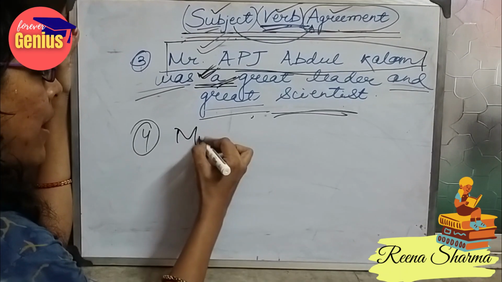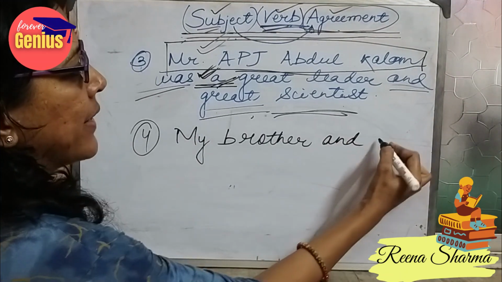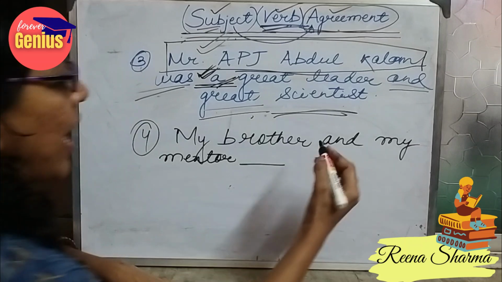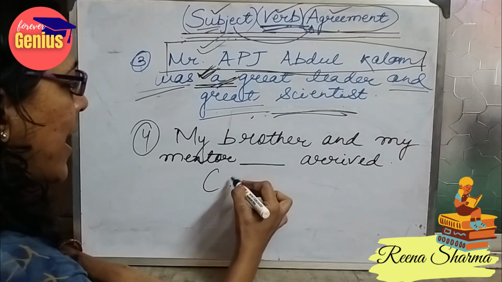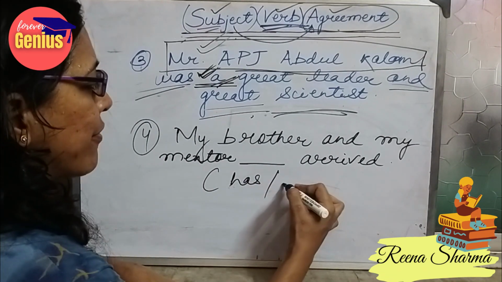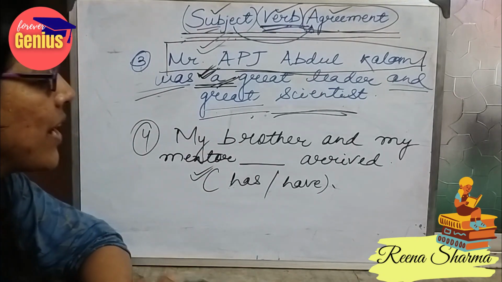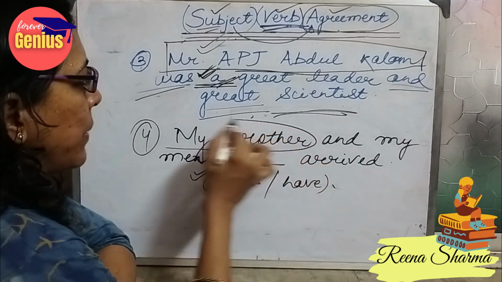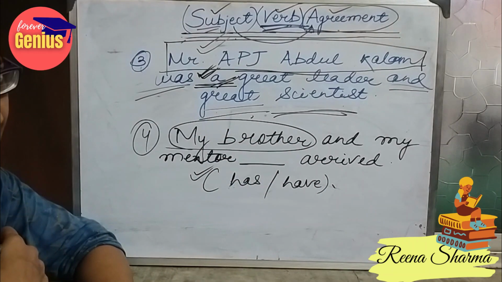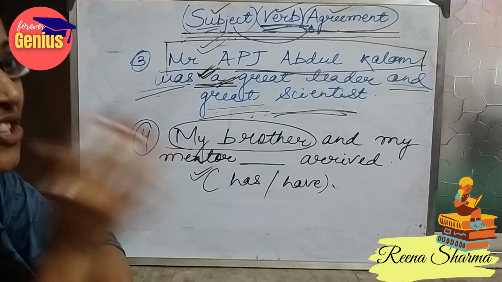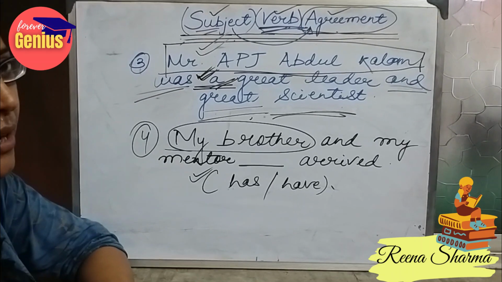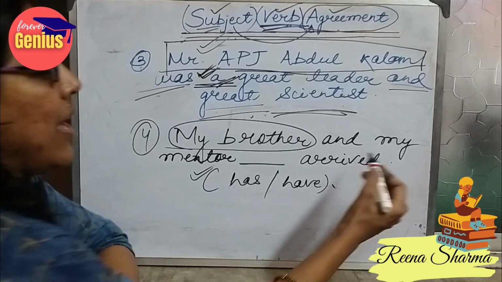Fourth sentence. See, my brother and my mentor dash arrived. So what are we supposed to write? Has or have? I have children. Till now you have understood what will be the answer. My brother means I am talking about my brother. I am speaking particularly for my brother.